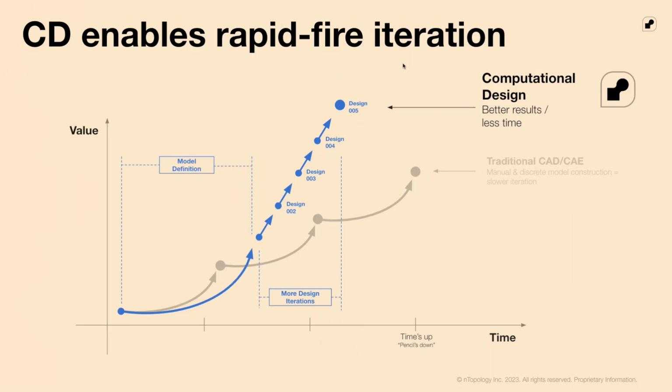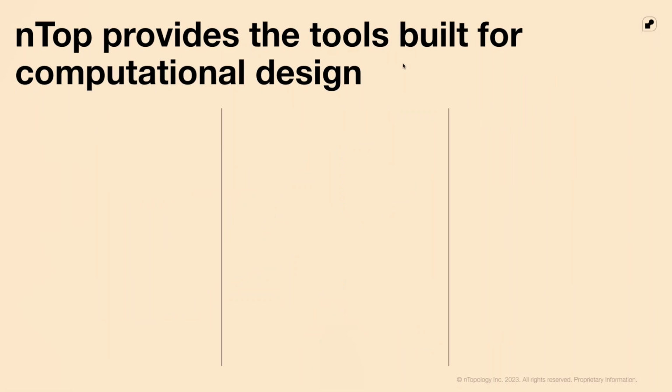And so you can get an order of magnitude more design iterations in the same amount of time. If the limiting factor in a traditional process is how quickly you can model something, the limiting factor in computational design is compute. How quickly can we compute these results? How quickly can we solve them? And so at nTop, we think about building tools purpose-built for this computational design process.